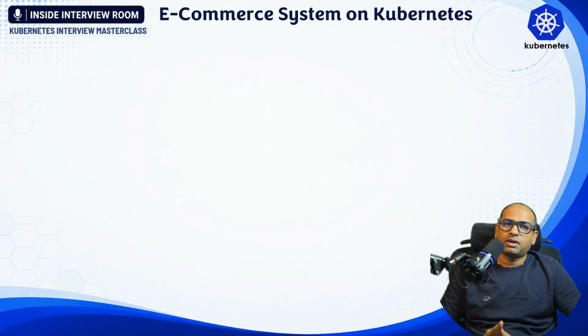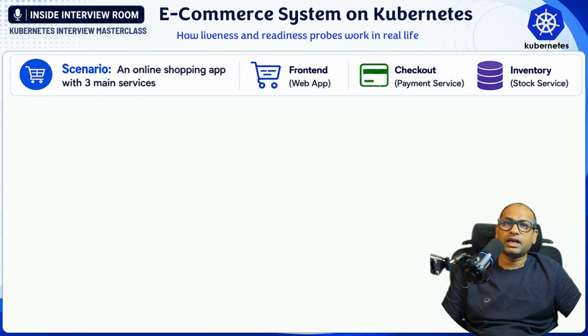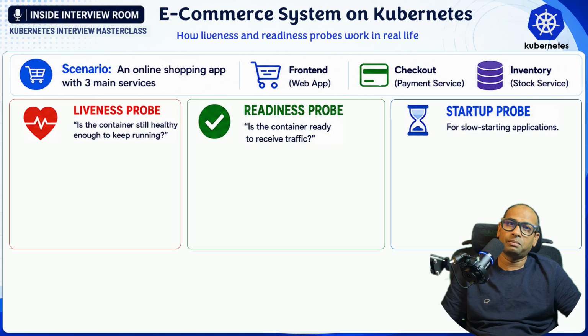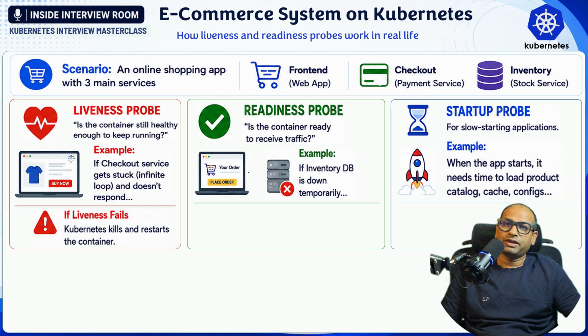Let's understand this with a real-life example in production. How liveness and readiness probes work in a real setup: front end, checkout service, inventory service, web app, payment service, and stock service. Liveness probe checks, is the container still healthy enough to keep running? For example, if the checkout service gets stuck in an infinite loop and doesn't respond, liveness fails and Kubernetes kills and restarts the container.